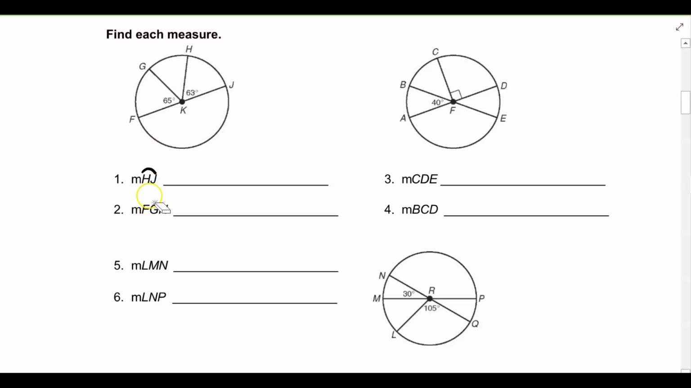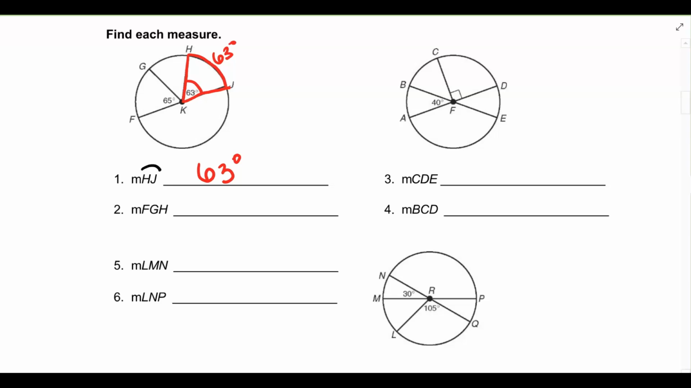So to find the measure of arc HJ, I can look to the central angle that created it. If that central angle is 63 degrees, then that arc is 63 degrees.